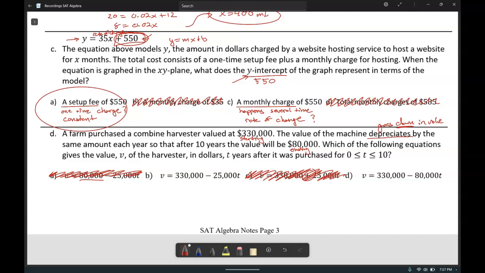And so then we have two other equations that we want to look at and compare. The only difference between these equations is the coefficient, the amount that's being depreciated every year. Now remember that $80,000 is our ending amount, not our rate of change. And so it wouldn't make sense to have the rate of change listed as the ending amount. That's very unlikely that the ending amount and the rate of change are going to be the same. And so it's probably going to make most sense that B is our solution.